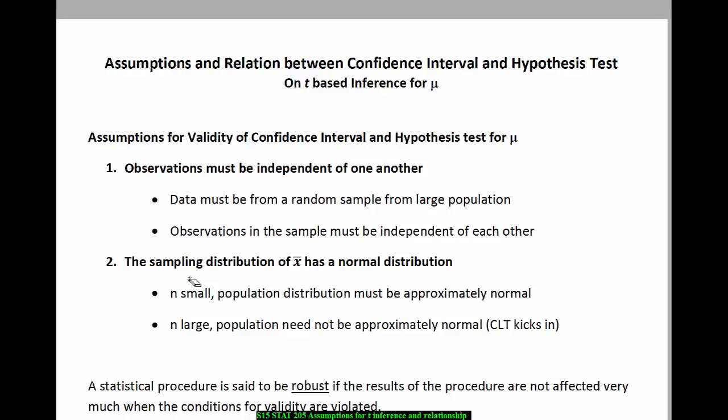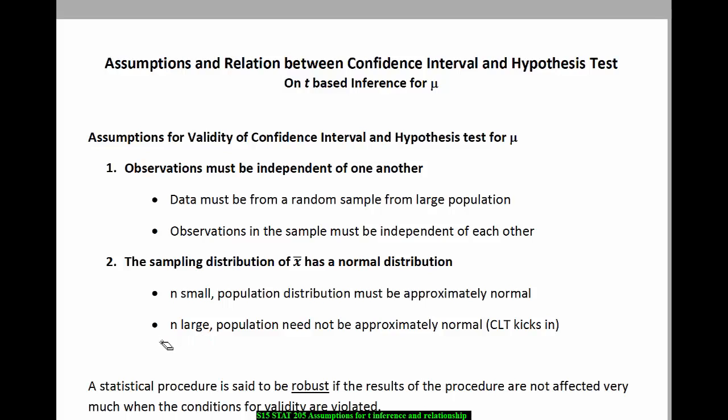So if you have a small sample size, the central limit theorem isn't going to work for you to give you that the sample mean has a normal distribution. So if the sample size is small, the population distribution needs to look like it came from approximately a normal distribution, a unimodal symmetric distribution. However, if your sample size is large, then your population need not be from a normal distribution because the central limit theorem can kick in for us.